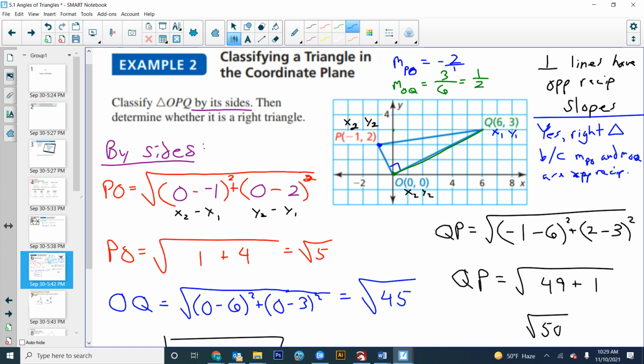It'll probably say either explain or show your work. And so in this scenario, we showed that both slopes are opposite reciprocals. Are we doing proofs in this? Yes. No. It's okay. They're getting better. They're going to get better.